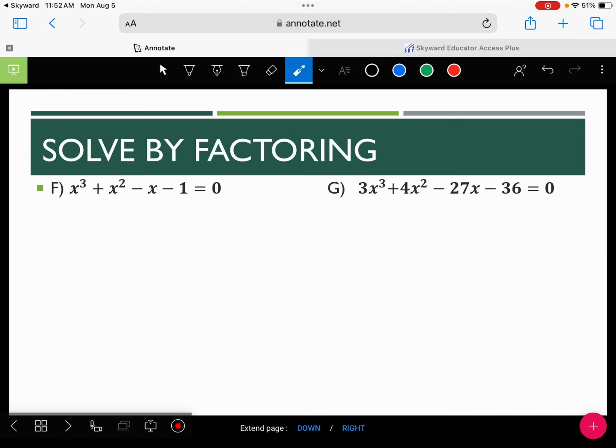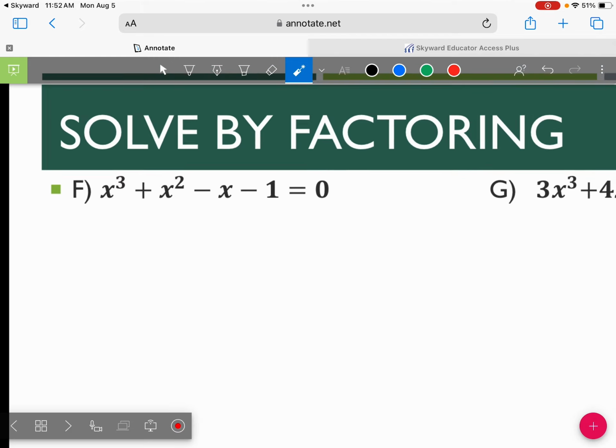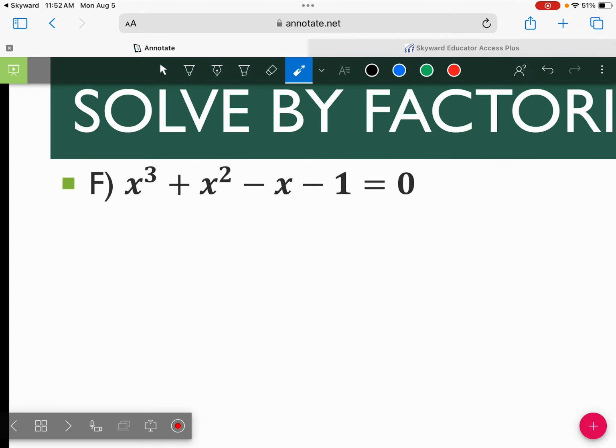All right, so take a moment and copy down these 2. Go ahead and just copy down F so you have, because I'm not sure how much space it's going to require. So we'll just do one at a time. So we're still solving by factoring. These are our last 2 questions that we're going to solve by factoring, and then we'll get into the quadratic formula.